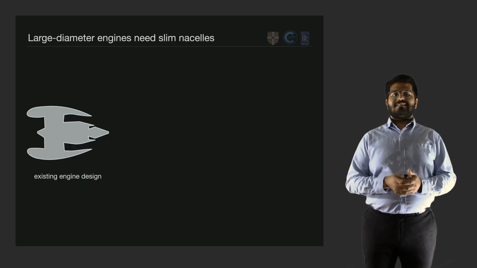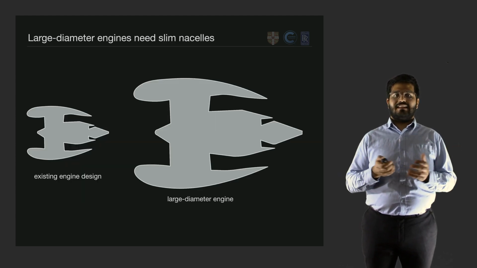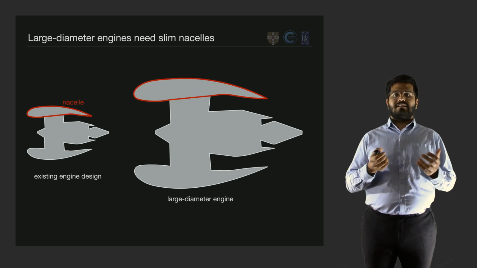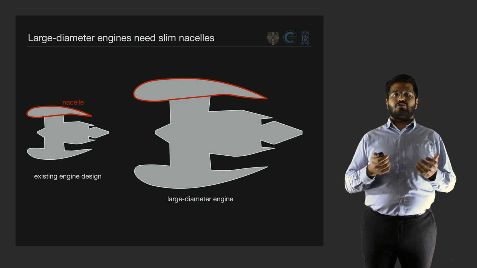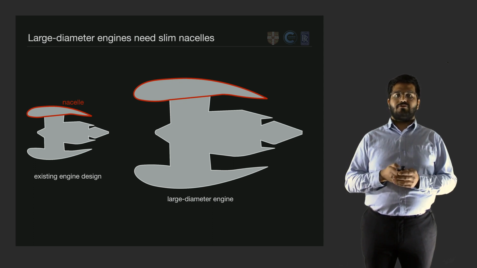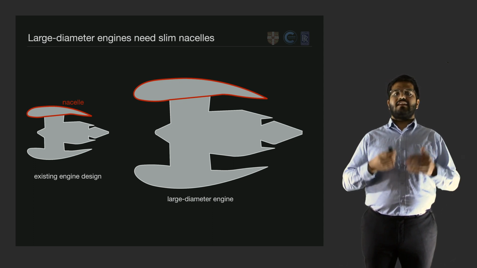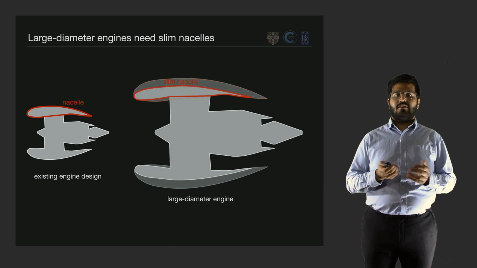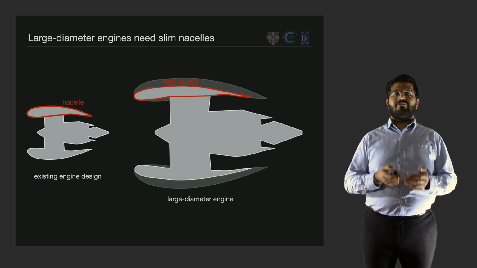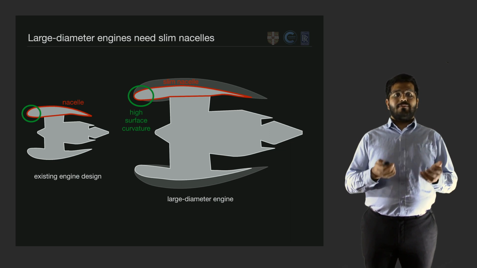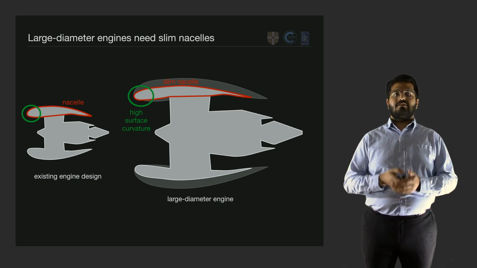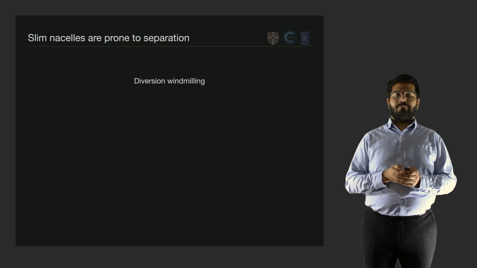Now, if we were simply to take an existing engine design and scale it up, the nacelles would be proportionally bigger and have a larger wetted area, which would increase the drag, counteracting the benefits of the higher bypass ratio. It's therefore necessary to design nacelles which are much slimmer, and these must therefore have more severe surface curvature around the nacelle lip, which can be problematic in certain scenarios such as diversion windmilling.